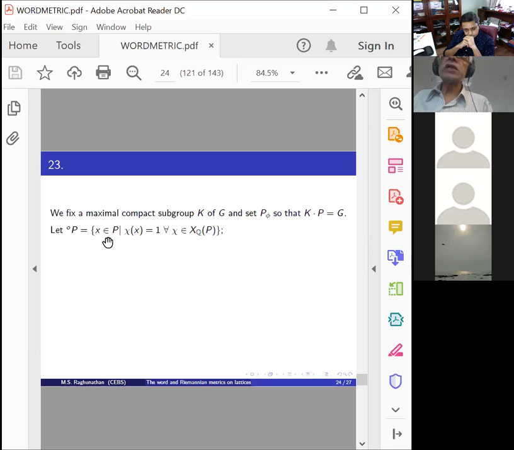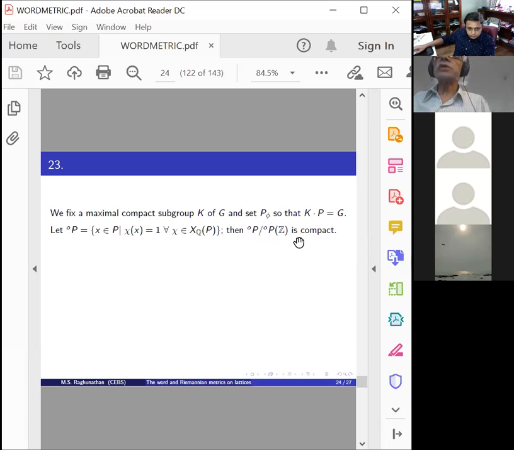And let me denote by 0P the set of all X in P such that chi(X) equals 1 for every chi in X_Q(P), that is, for every character chi on P which is defined over Q. The notation X_Q(P) is for characters which are defined over Q. Those are homomorphisms of P, which is a Q subgroup, into R star, which are given by polynomials in the entries of matrices in P. That character is a function into R cross, and therefore into R, and it should be a polynomial with coefficients in Q. That's the condition for a character to be defined over Q. And chi(X) equals 1 for every chi in X_Q(P).